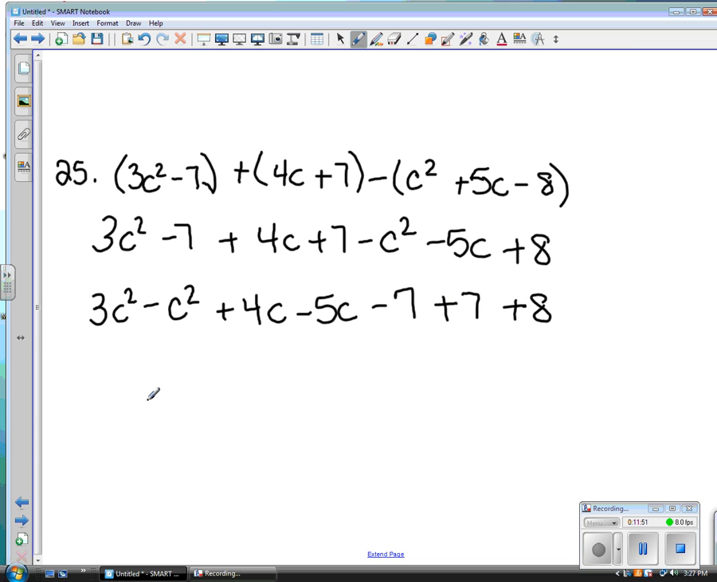Go ahead and get all terms together. So this gives me 2c squared. Remember there's a 1 as my coefficient here, so 3 minus 1 is 2. I'm typically going to write this without the 1 in front of that, and that would be my answer.